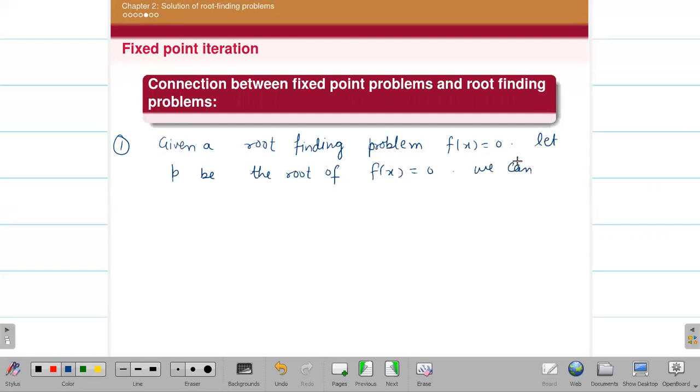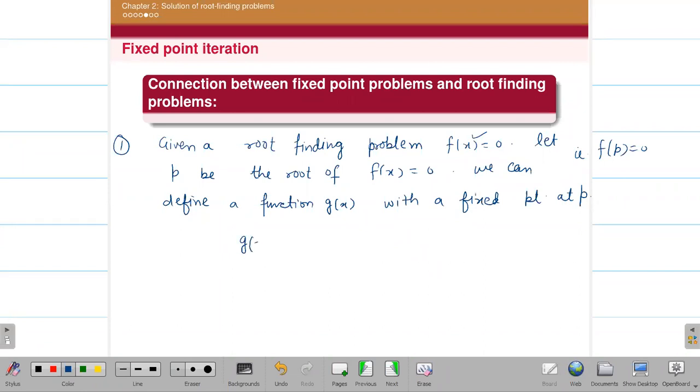So we can define a function. We have taken f of x is equal to 0 and P is the root of this equation. It means f of P is equal to 0. Okay. So now we will define a function g of x with the fixed point at P.